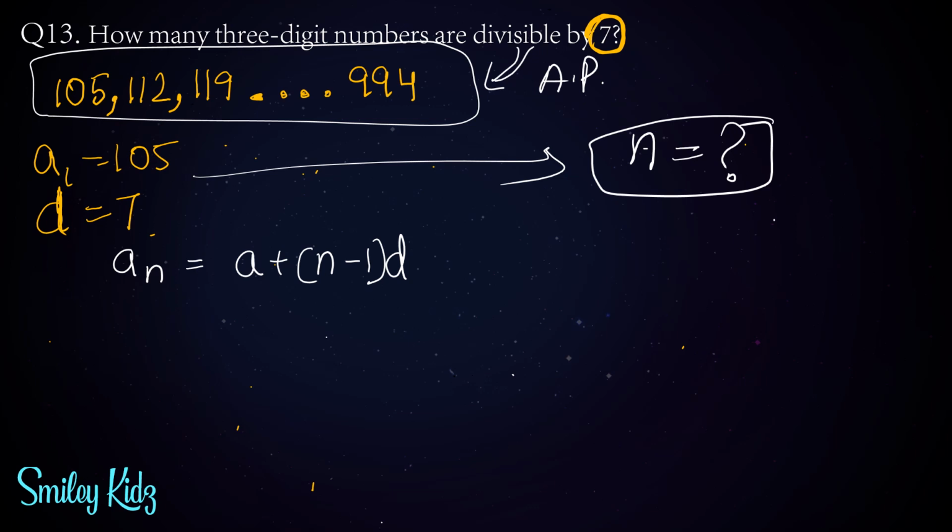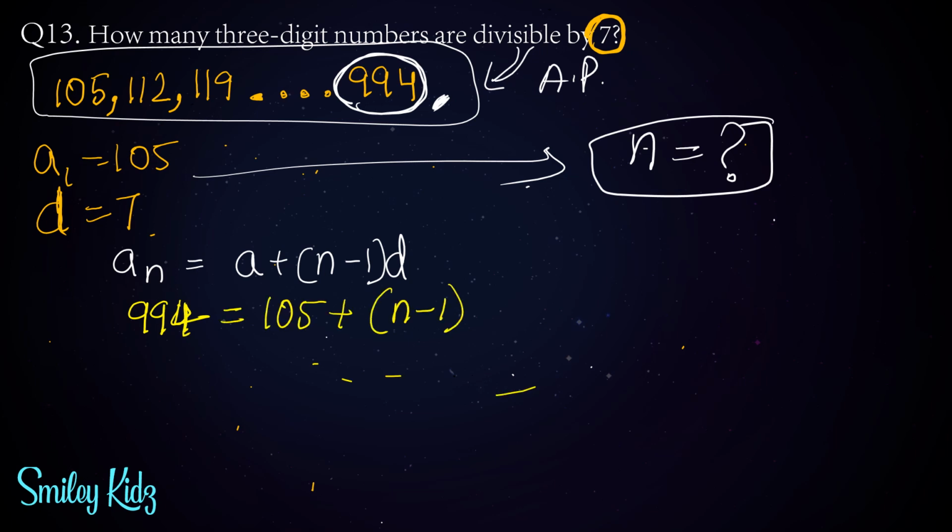And here is the last term. Now, what is the last term here? We found out that the last term, which is divisible by 7, that is the maximum 3-digit number divisible by 7, is 994. That means your last term, an, is 994. So 994 is equal to 105 plus (n minus 1) into 7. And n is what you're going to extract.